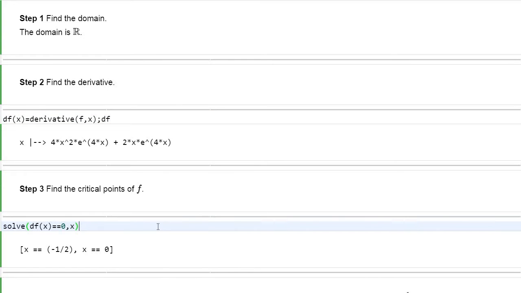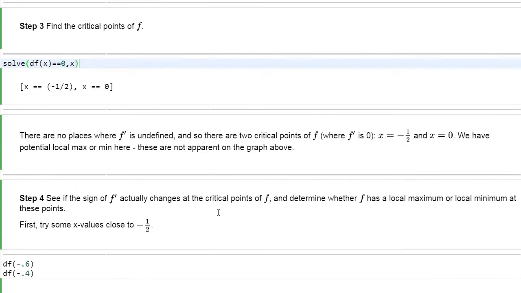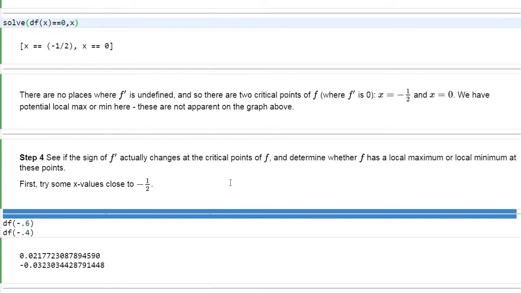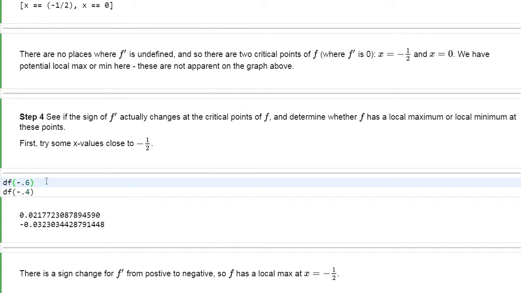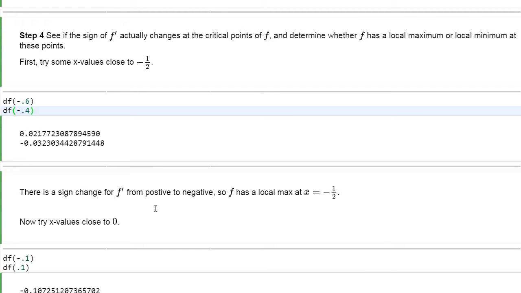Find where the derivative is 0. There are 2 places. Those are my potential inflection points. No places where the derivative is undefined, so these are the only critical points. I want to see, does the sign of f prime actually change at these 2 numbers? So I chose something to the left of negative a half. I chose something to the right of negative a half, and I saw there was a sign change. It changed from positive to negative. That means the original function goes from increasing to decreasing, and that's a peak, so local max.